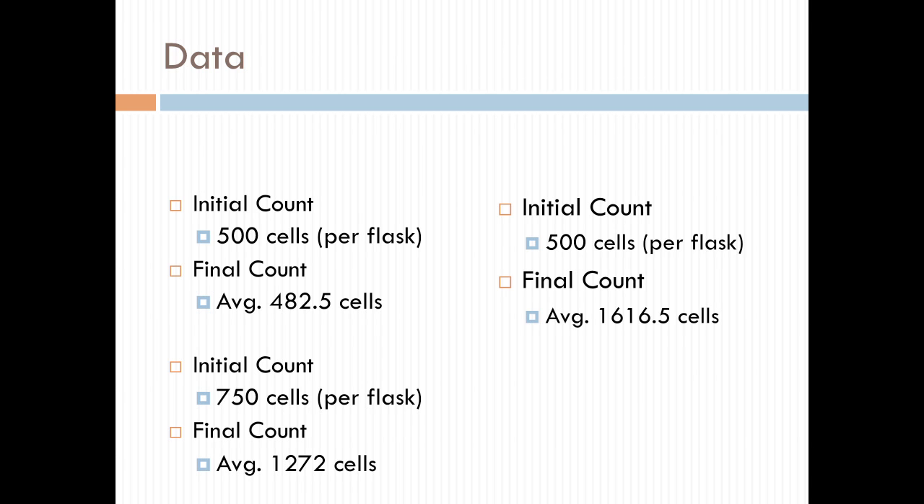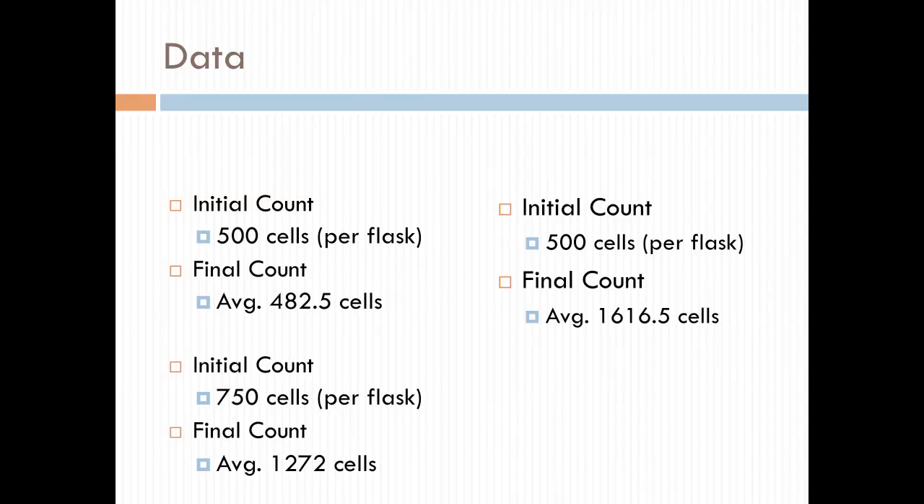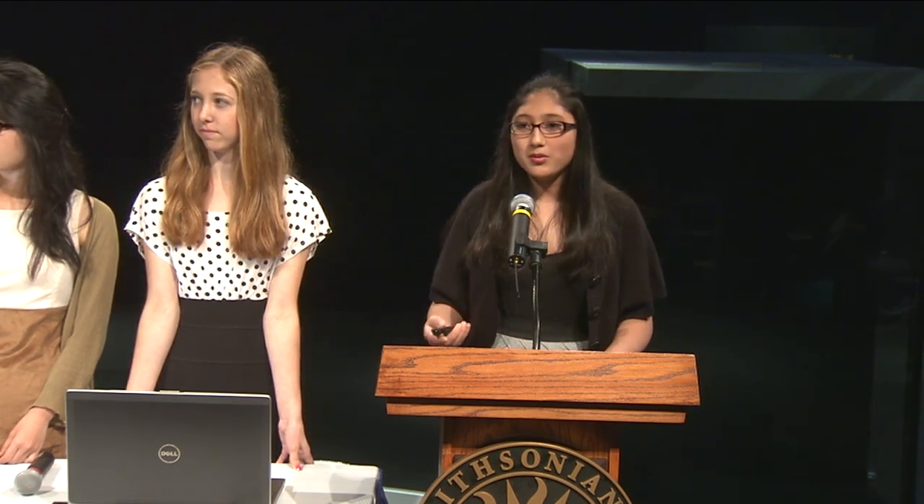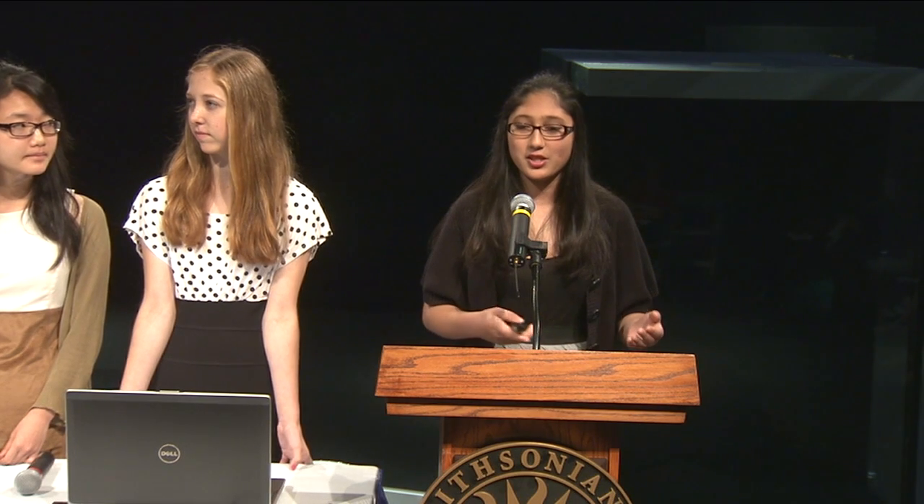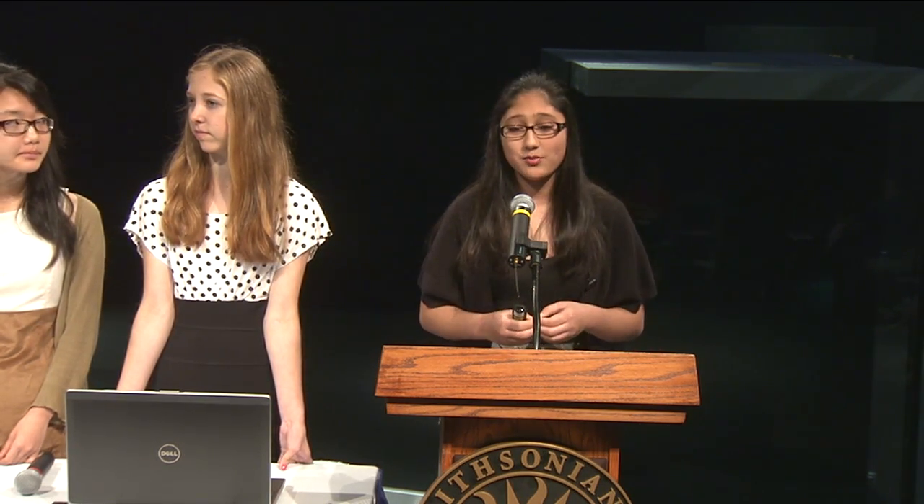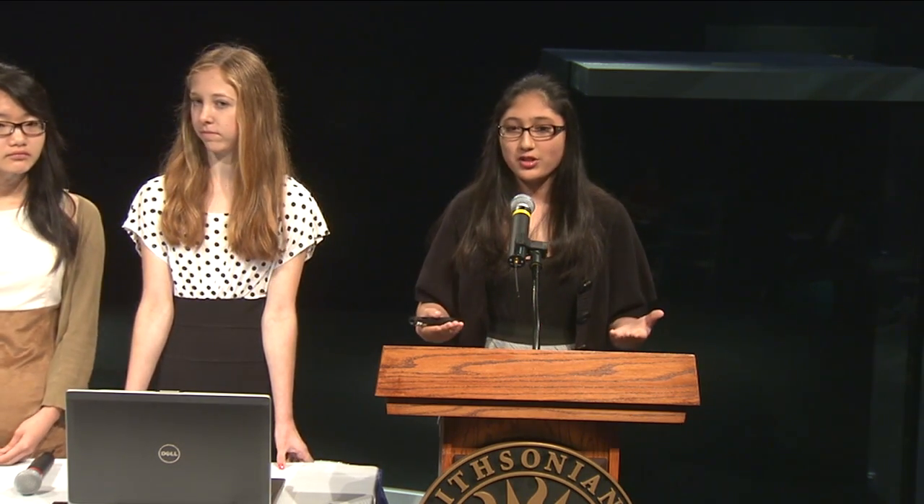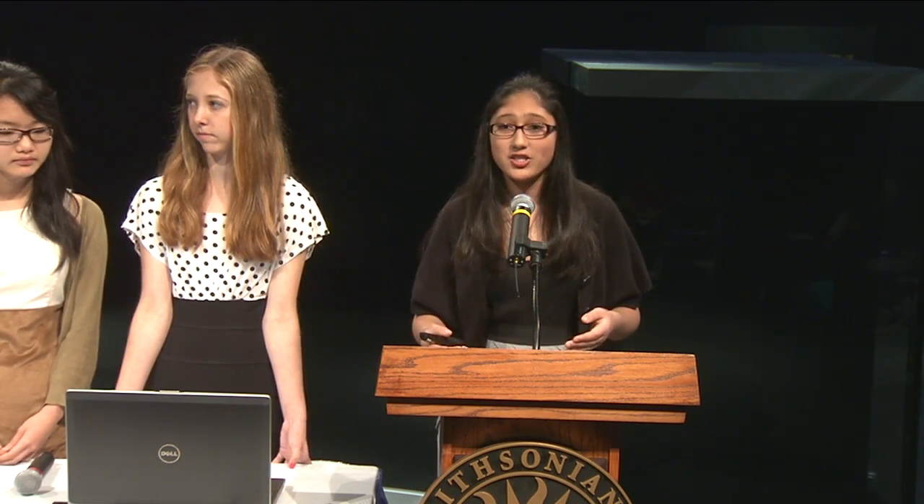Our initial count for the first flask that we plated was 500 cells per flask, and we actually ended up with an average count of 482.5 cells. However, when we plated it at 750 cells per flask, instead we ended up with an average of 1,272 cells, a huge increase. This was probably because since there were more cells in the second sample with 750 cells per flask, they were able to come into contact more, which allowed for more cell division and also helped the cells to attach. Since fibroblasts need attachment to survive, more cells were able to survive and grow and reproduce.